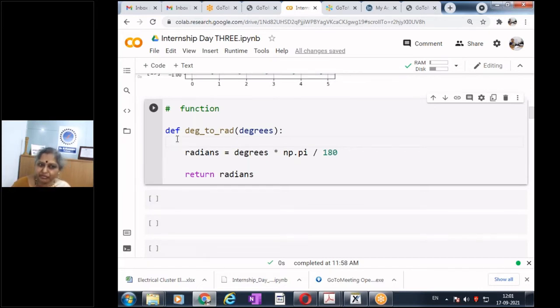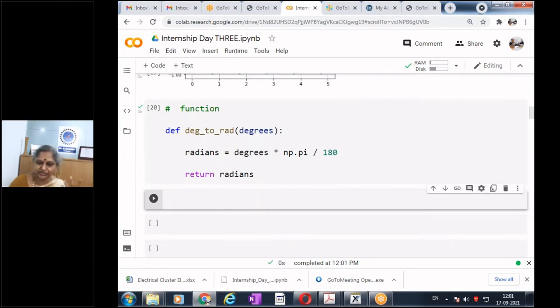Sorry. This is the format. Def, whatever name you want to give. This is a function which will take in degrees and convert and give it in terms of radians. So let us run this code. So it has worked. It has run. It has not given any error. Of course, we will not know. So now let us call this function.